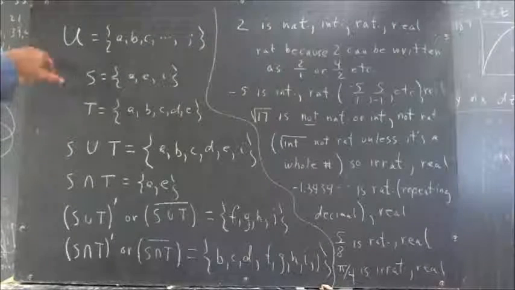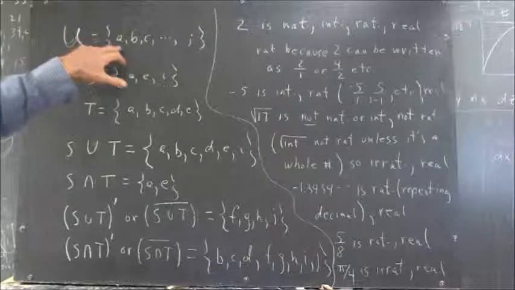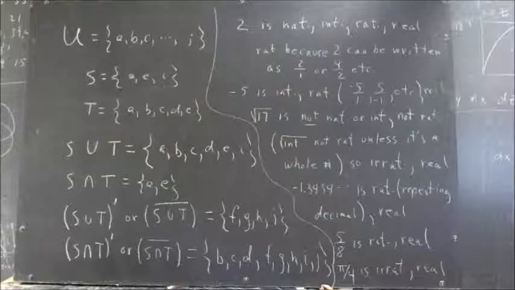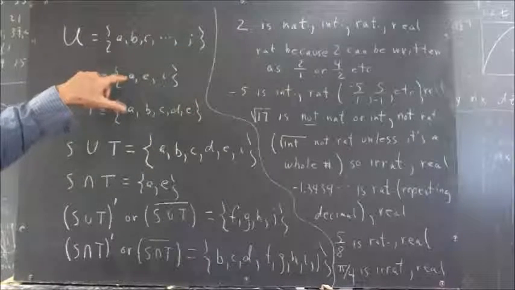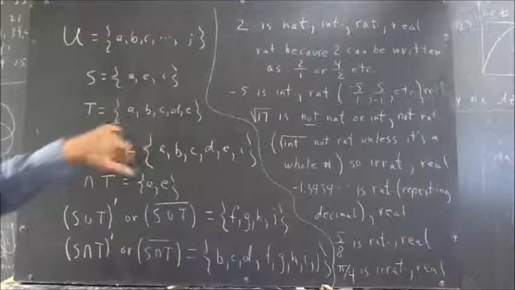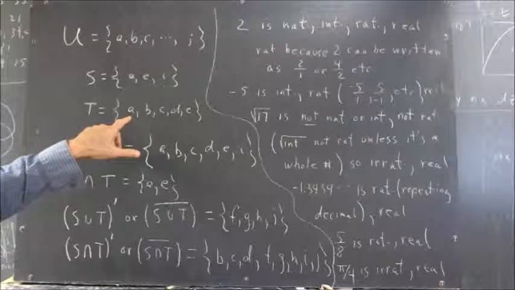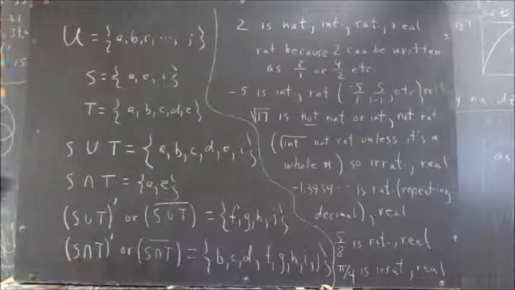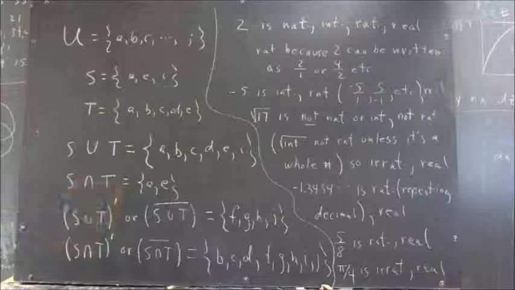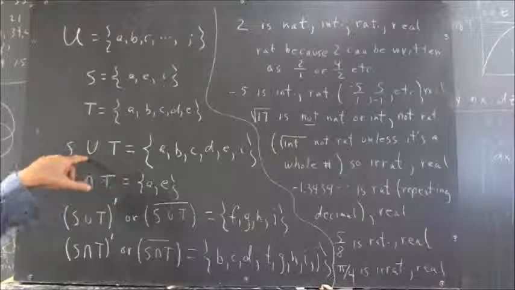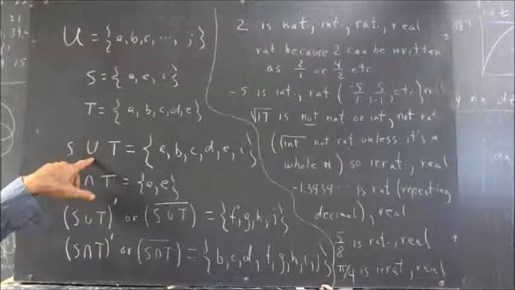If the universal set is the set of lowercase letters from A through J, S is the set consisting of lowercase letters A, E, and I, and T is the set consisting of lowercase letters A through E, then find S union T. Okay, that stands for union.